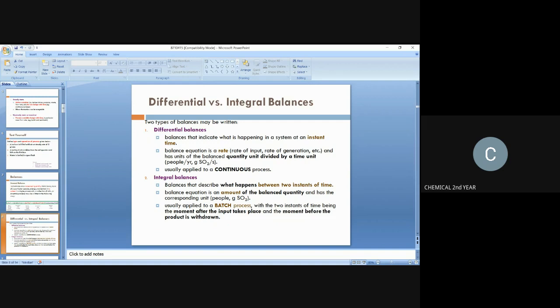Next, integral balances. Balances that describe what happens between two instants of time. The balance equation is in units of the balanced quantity and has a corresponding unit. It is usually applied to a batch process, with the two instants of time being the moment after the input takes place and the moment before the product is removed.